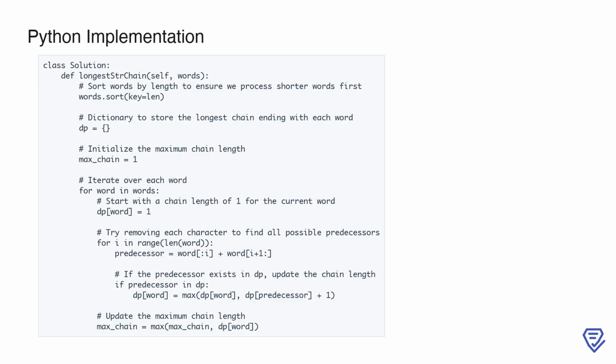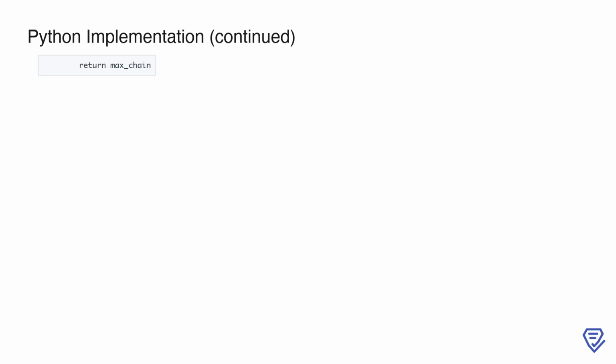Finally, we update the max_chain variable with the maximum value between its current value and the chain length of the current word. After completing the iteration through all the words, the function simply returns the value of max_chain. This represents the longest possible string chain that can be formed from the given list of words.